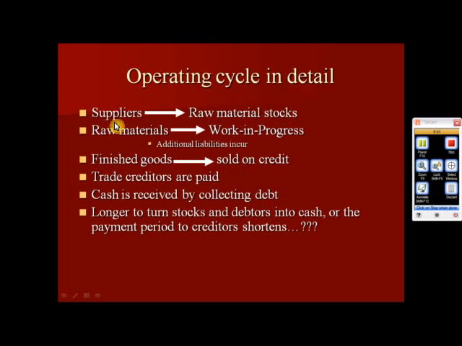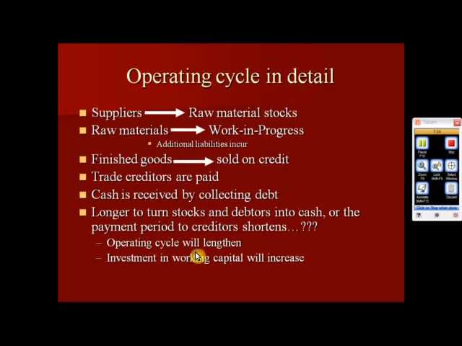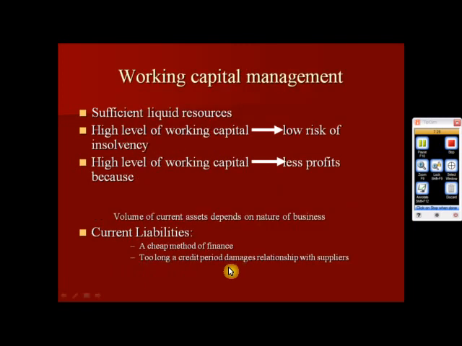Operating cycle in detail: suppliers, raw materials, stocks, raw materials, work in progress, additional liability incurred, finished goods sold on credit, creditors are paid, cash is received by collecting debts. If it takes longer to turn stocks and debtors into cash, or the payment period to creditors shortens, the operating cycle will lengthen, and investment in working capital will increase.